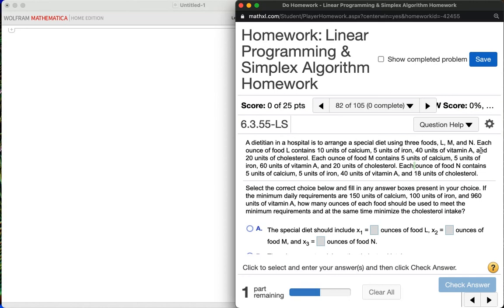If the minimum daily requirements are 150 units of calcium, 100 units of iron, and 960 units of vitamin A, how many ounces of each food should be used to meet the minimum requirements and at the same time minimize the cholesterol intake, which means that the cholesterol constraint is going to have to be greater than or equal to 0.